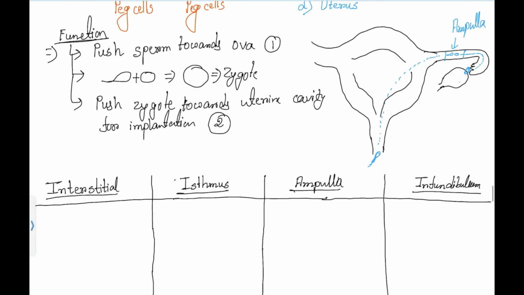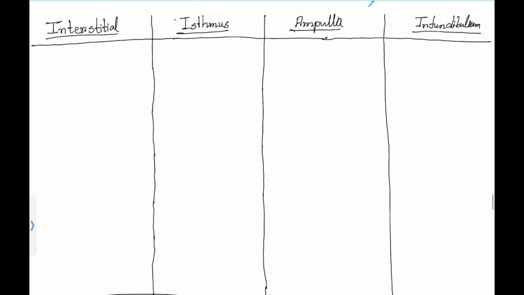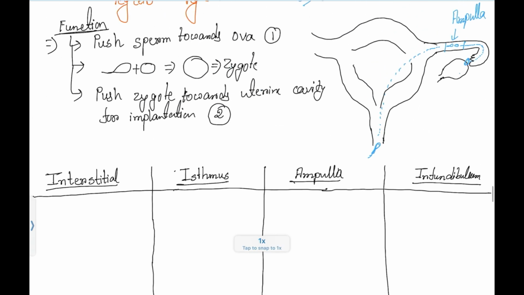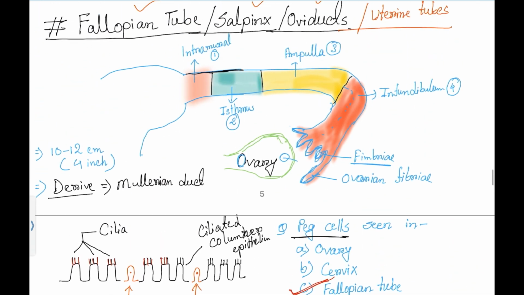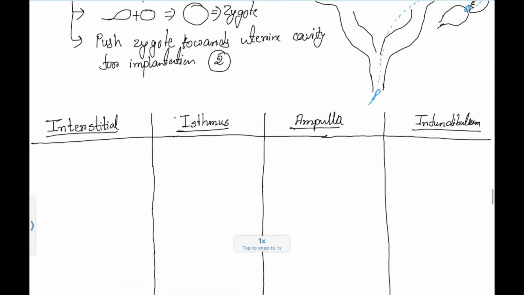Now there is another concept about some females, but I will discuss it later. Now coming to the parts of this fallopian tube. I have already discussed the parts. This is the interstitial part, another name is intramural. Interstitial or intramural is the first part, the second part is isthmus, the third part is ampulla, and the fourth part is infundibulum.